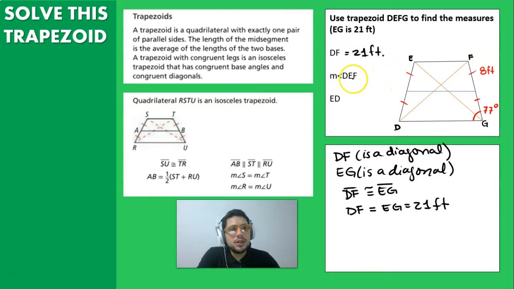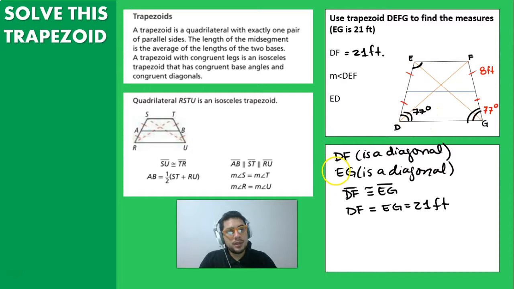Now, the measurement of angle DEF. So DEF is going to be this one. Now, we do know that these two angles, angle EDG and angle FGD, are the two angles on the base, and they are going to be congruent angles. So we know that EDG is also going to be 77 degrees.